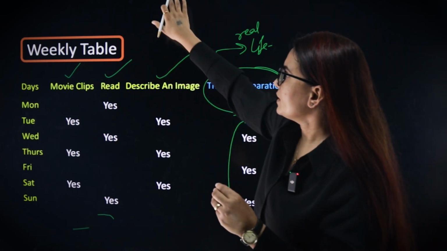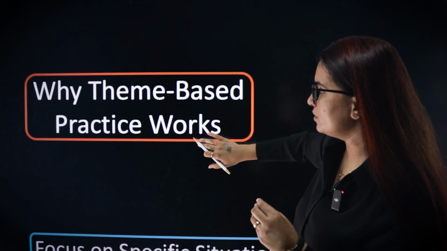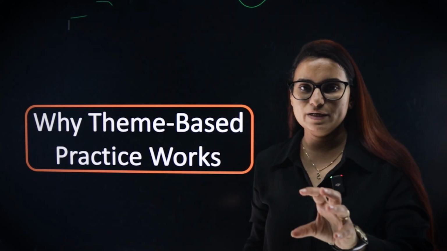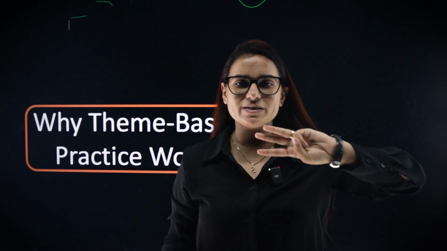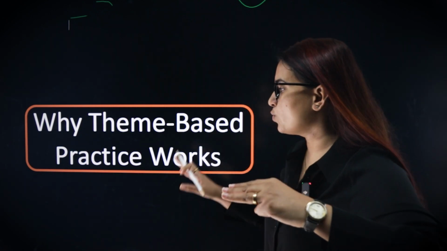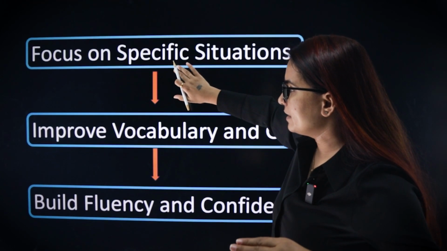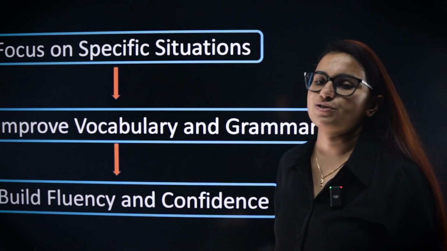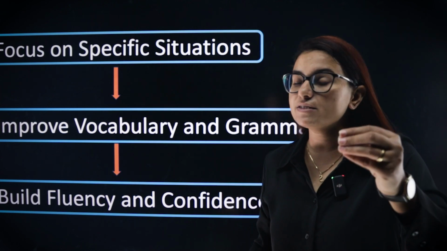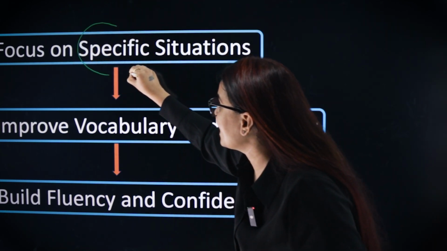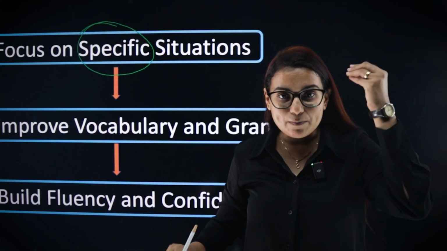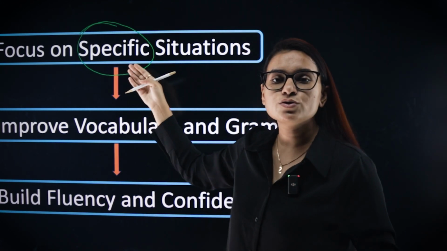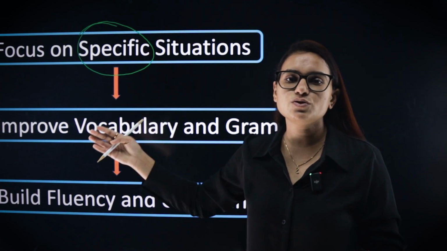Moving on, let's talk about a sample. Before we talk about the samples, I'm going to talk about why the theme-based method really works. It works in 3 simple steps, 3 simple reasons why this is your go-to method. The first reason is it focuses on specific situations. You know exactly what to talk about a particular theme. If you are going to a restaurant, you will know what sentences to use in a restaurant related situation.